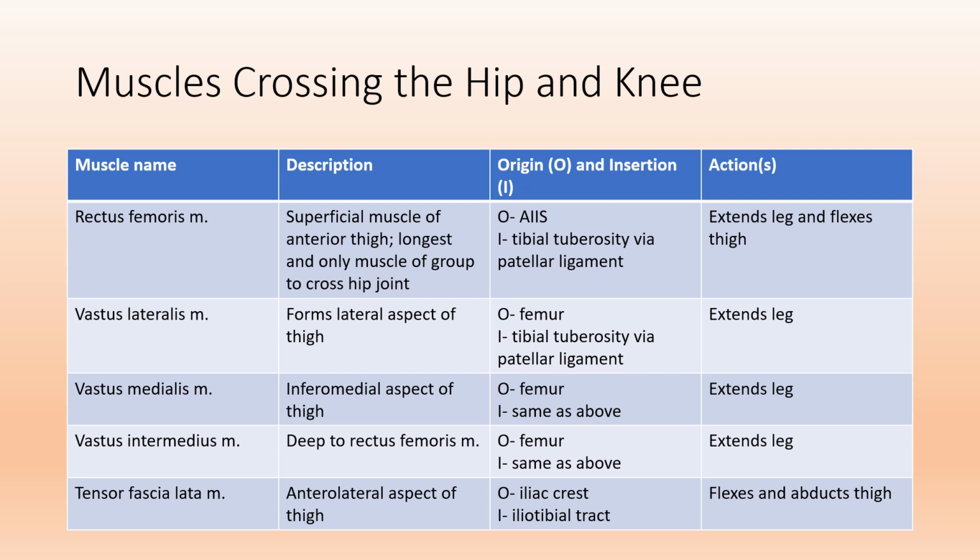The rectus femoris will flex the thigh and extend the leg, best seen in kicking a ball. Next, vastus lateralis. It's probably on the lateral side, coming from the femur and also inserting onto the tibial tuberosity. The other three muscles do not cross the hip, therefore they will not affect the thigh or the hip joint.